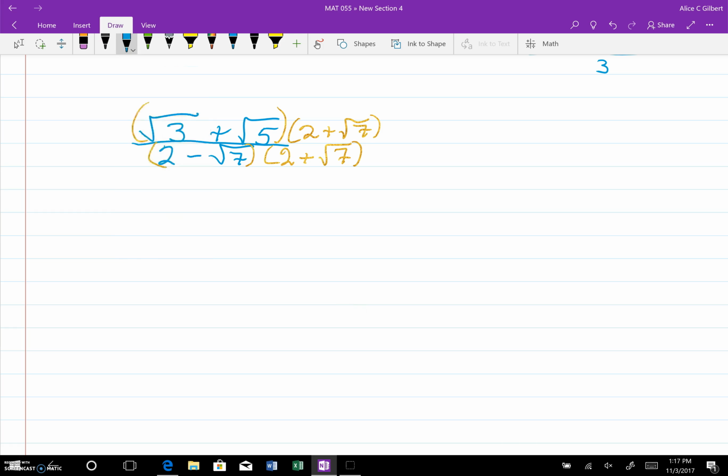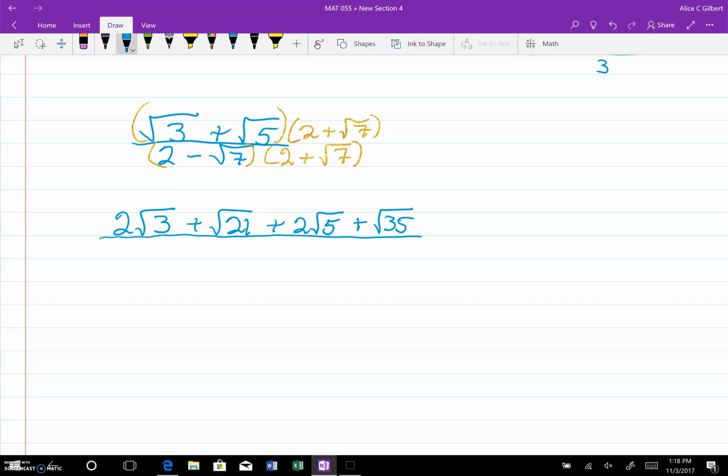So let's just go ahead and do that. I'm just going to FOIL the numerator. So the square root of 3 times 2 is going to be 2 times the square root of 3. And then the square root of 3 times the square root of 7 is going to be plus the square root of 21. And then the square root of 5 times 2 is going to be 2 times the square root of 5. And then the square root of 5 times the square root of 7 is going to be the square root of 35. Now, none of these can be reduced any further, and none are the same, so I cannot combine any of them.